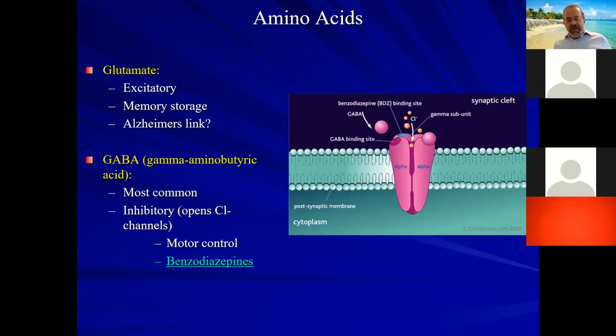All right. Now we're just going to kind of push through a little bit more quickly with some of the others. So we've gone from the class of neurotransmitters, acetylcholine, to biogenic amines, now amino acids. A couple I want to mention. One is glutamate. This is an excitatory neurotransmitter that appears to play a role in memory storage.